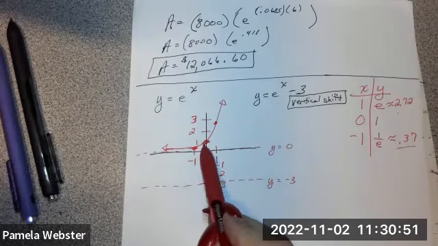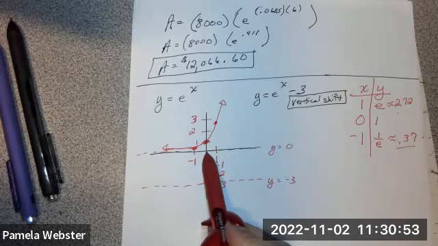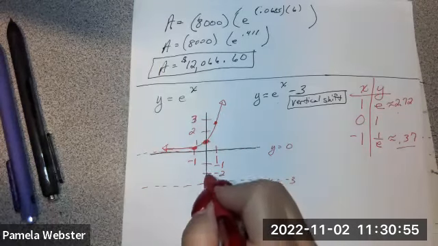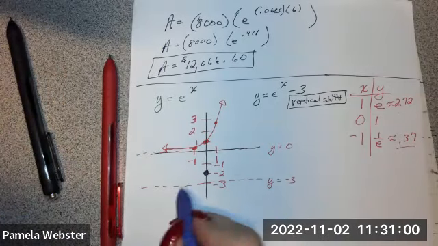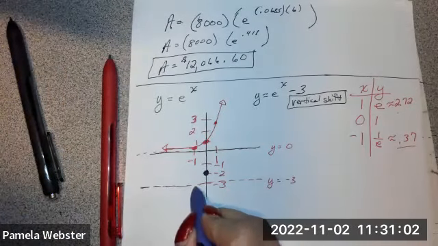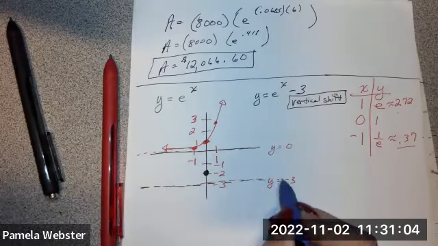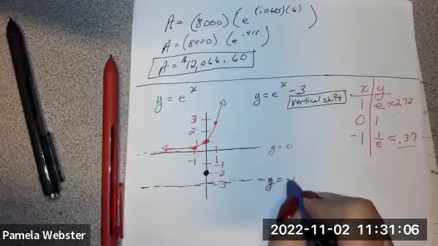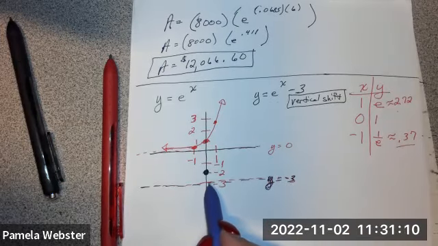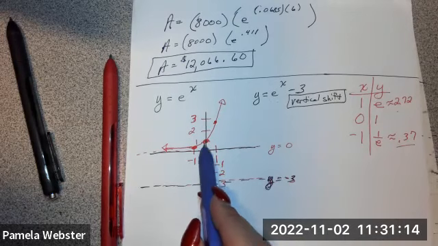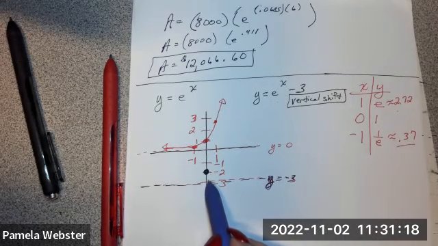So this was the point (0, 1). If I move it down 1, 2, 3, let me do this in a different color, I'm going to have it right here. It's going to be (0, -2), right? And it should look just like the one above, it's just been shifted. This one above was exactly 1 unit above the asymptote, and this one is exactly 1 unit above.